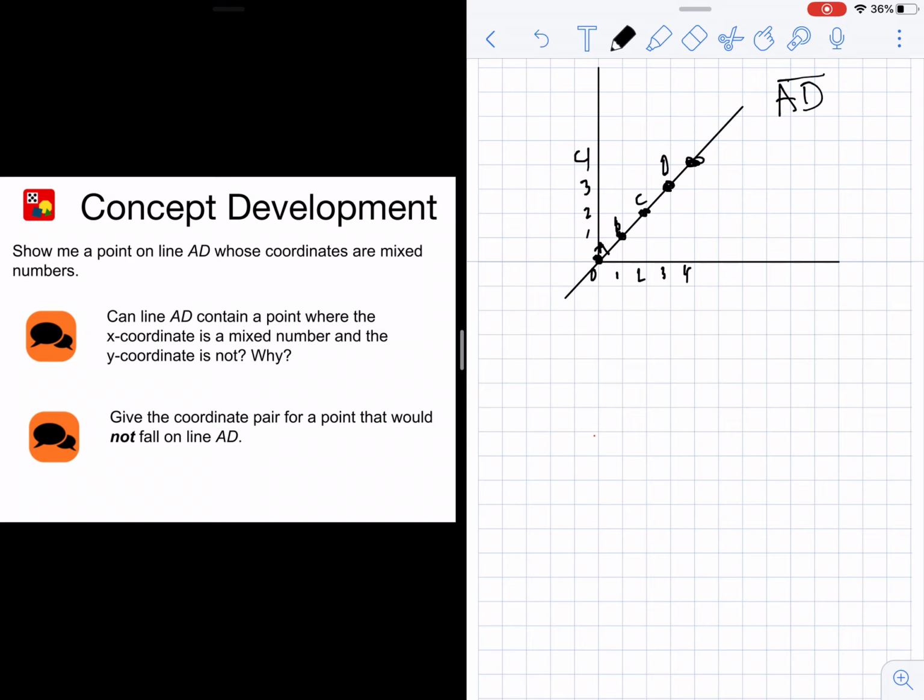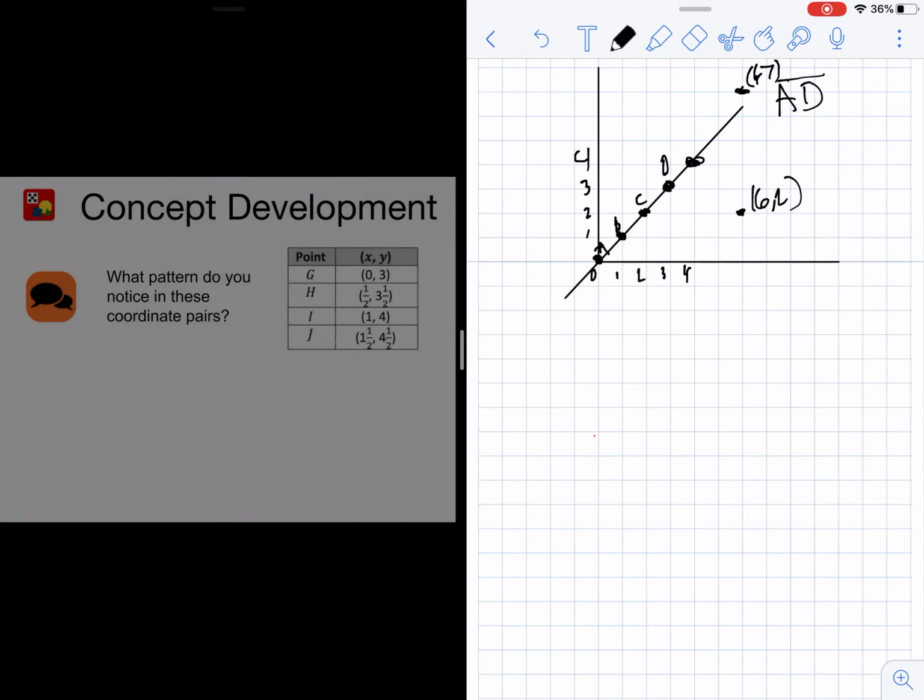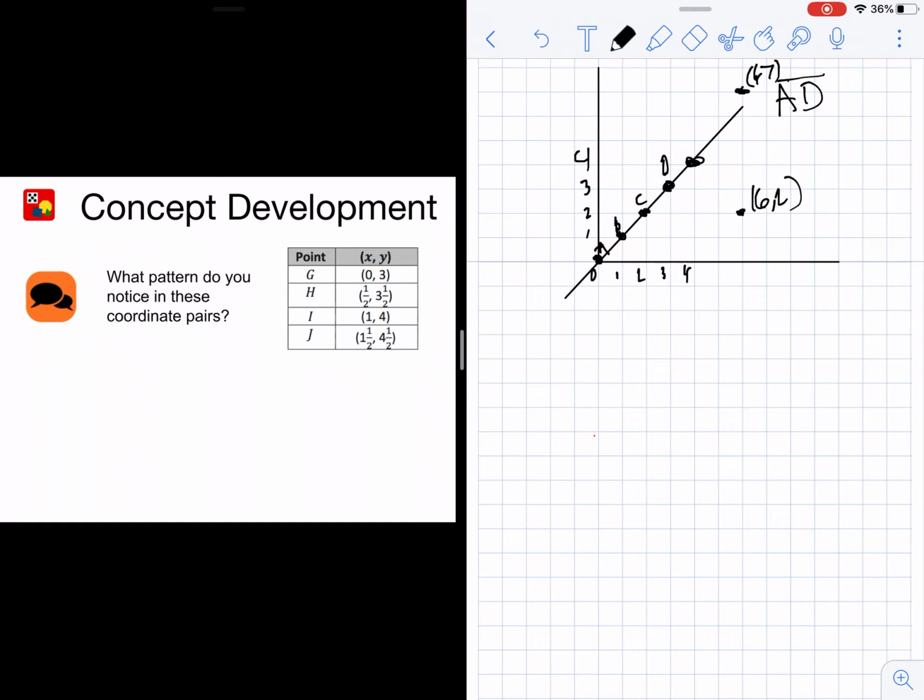So can you give me a coordinate pair that would not fall on this line? Yeah, right? Maybe 6, 2. That's not going to fall on the line, right? Even 6, 7. That's up here. That's not going to fall on the line either. All right, next.